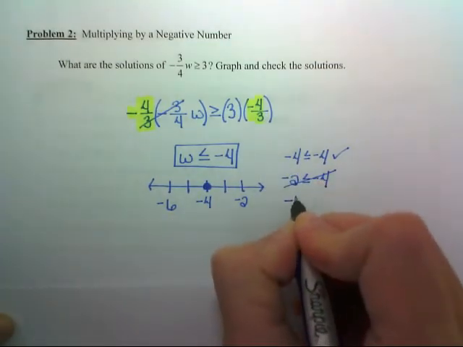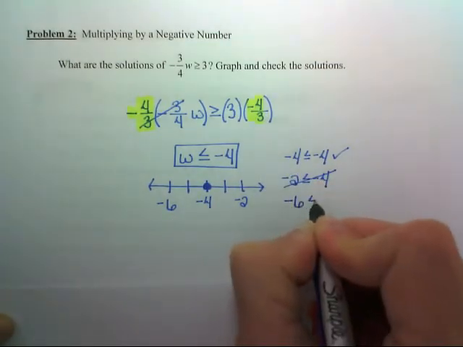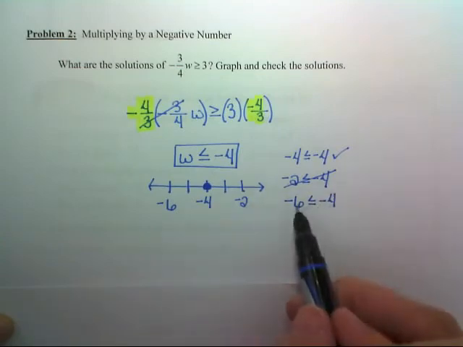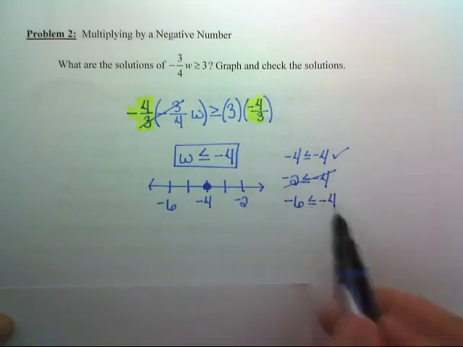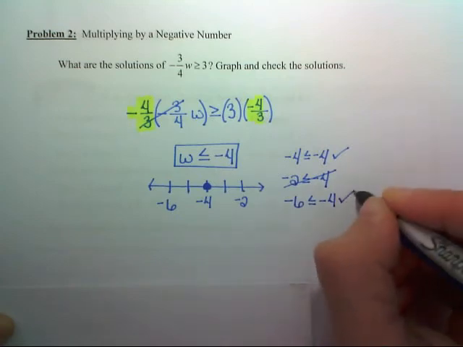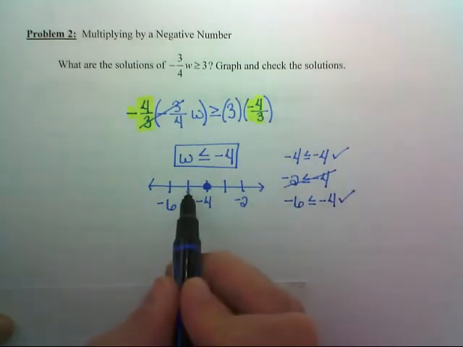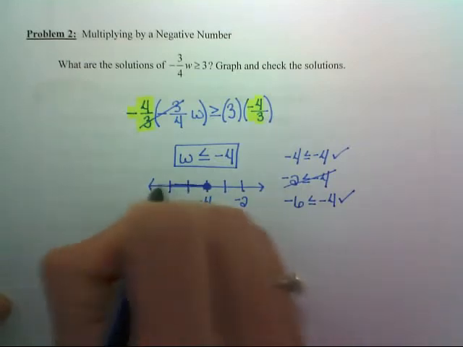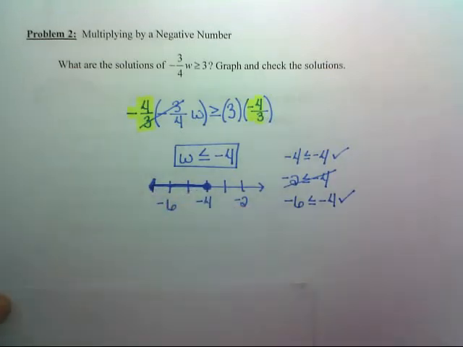Let's try negative 6. So negative 6, is that less than or equal to negative 4? Negative 6 is less than or equal to negative 4, and that is true. We can try other numbers through here, but since negative 6 works, this tells us that all of the numbers here to the left are going to work.